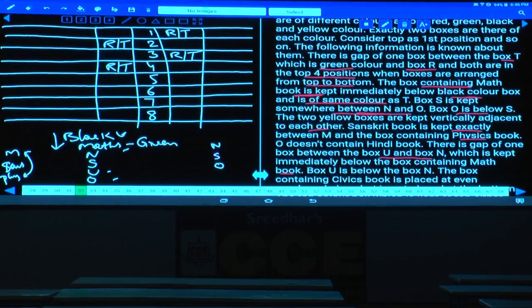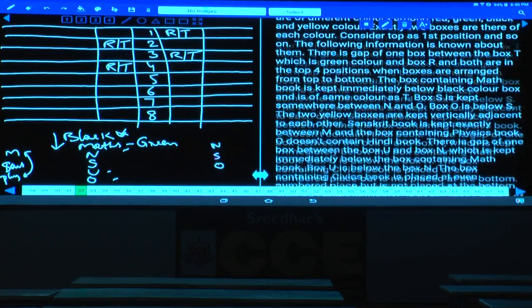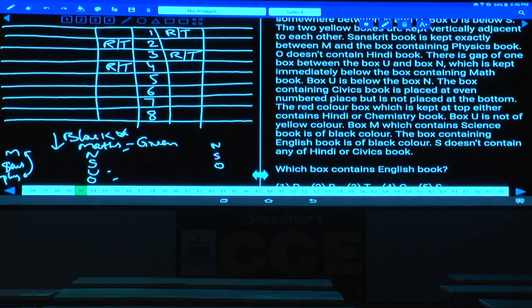Then at the same, which is kept immediately below the box, okay? And box U is below the box N. U is below the box N, hence U cannot be the black box. Done with this? And U is below the box N. Next one. Hence, as of now, how many we got here? Black, maths, N, S, U, O.